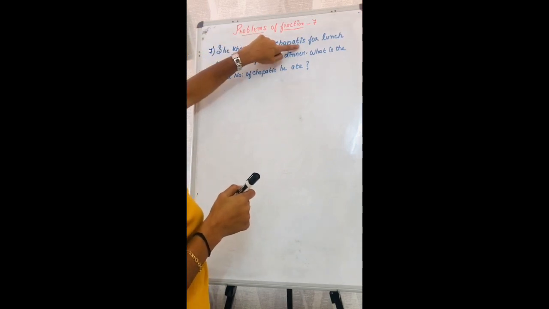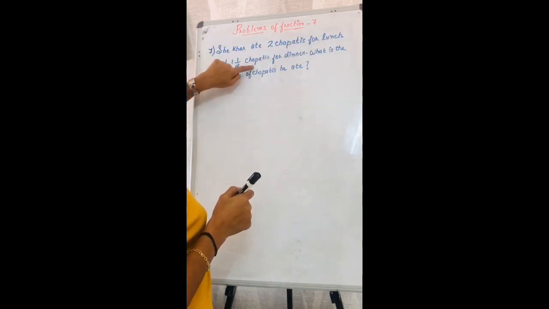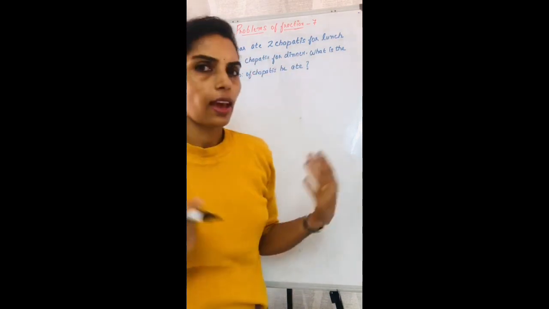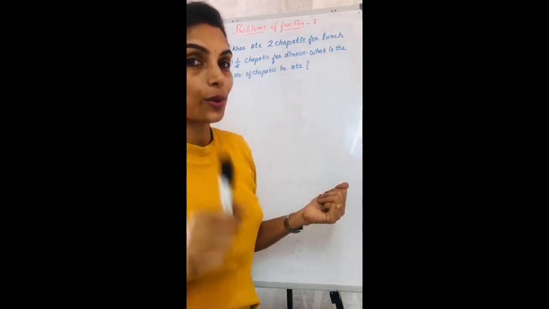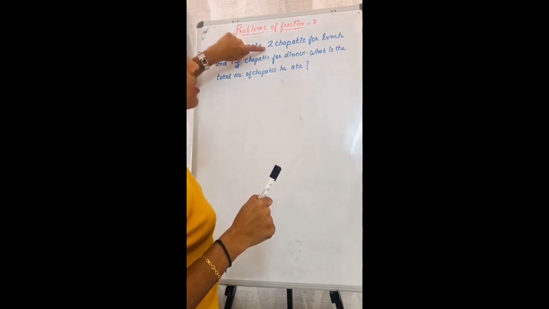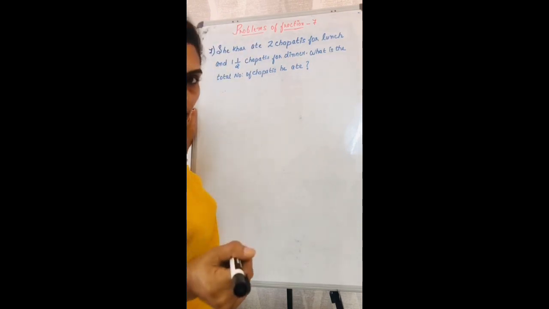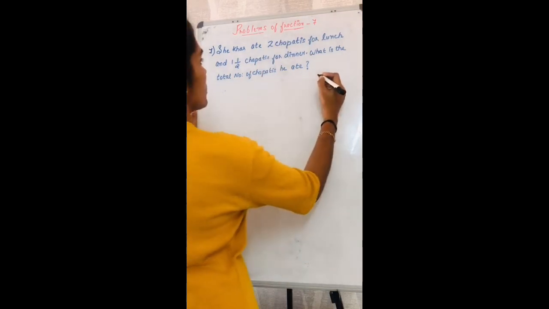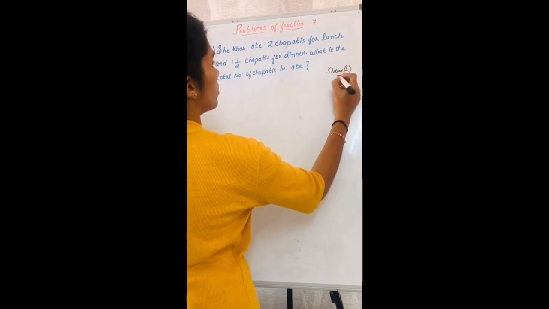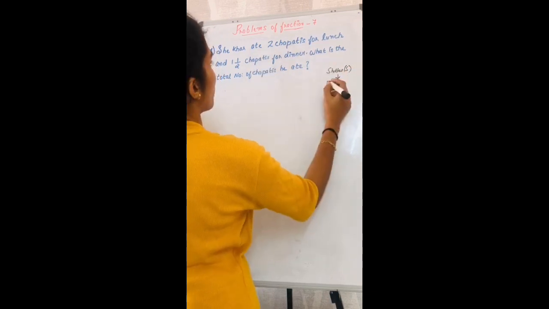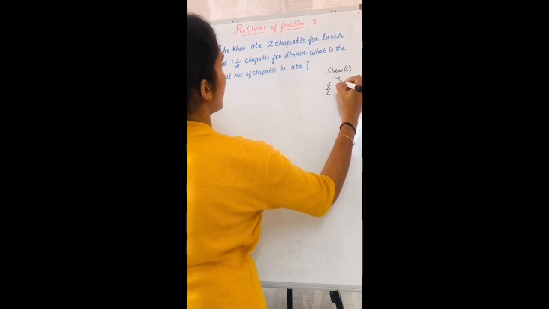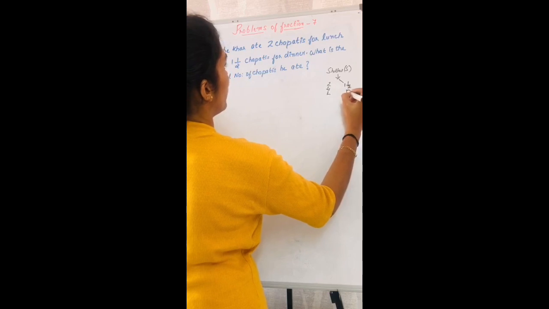Seventh problem. Shekhar ate 2 chapatis for lunch and 1 by 2 chapatis for dinner. What is the total number of chapatis he ate? As all of you know, it's simple addition, but you have to concentrate on the 2 and 1 by 2. One is a whole number and the other is a mixed fraction. So now let's picturize it. Just put S, that's all, to reduce your time. Shekhar ate 2 chapatis for lunch and 1 by 2 for dinner, right?